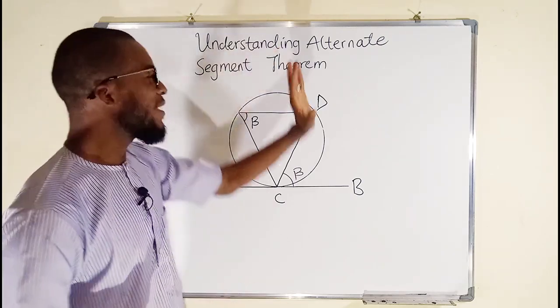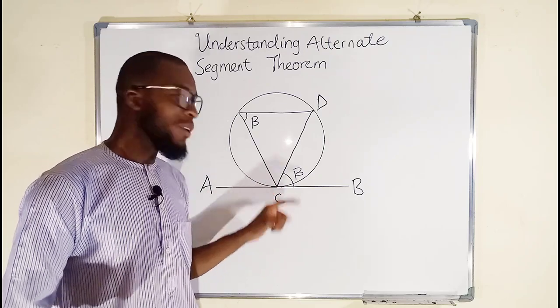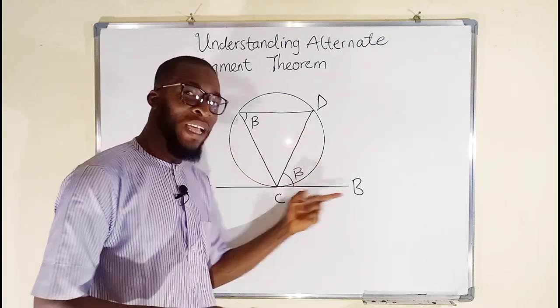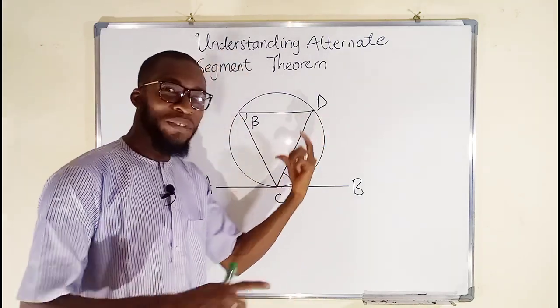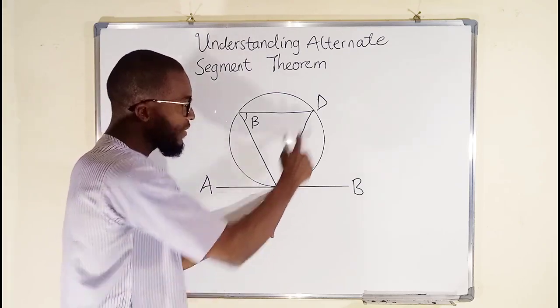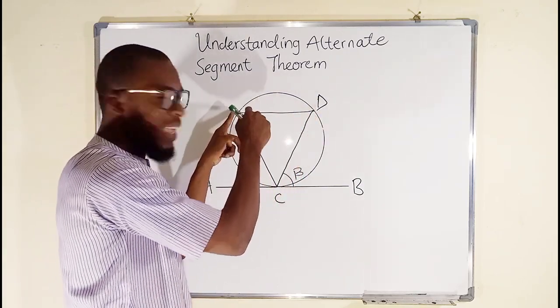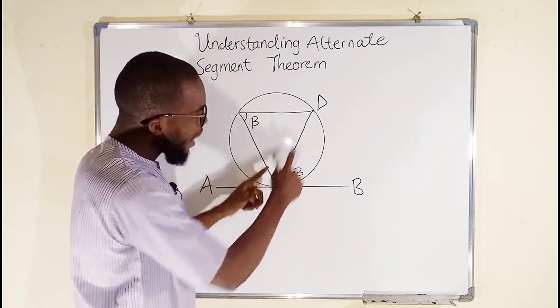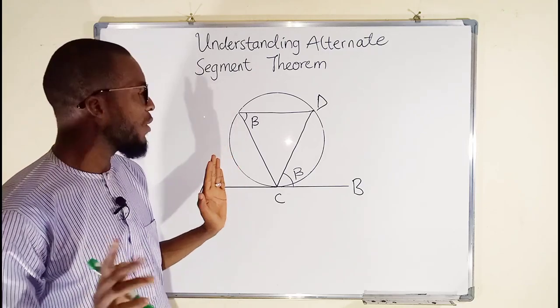So what the alternate segment theorem is telling us is that the angle formed by the chord and the tangent is exactly equal to the angle subtended by that chord to the circumference. You can see the chord CD subtends an angle to the circumference. It must be exactly equal to that angle formed by that chord and the tangent. That is just the theory about it.